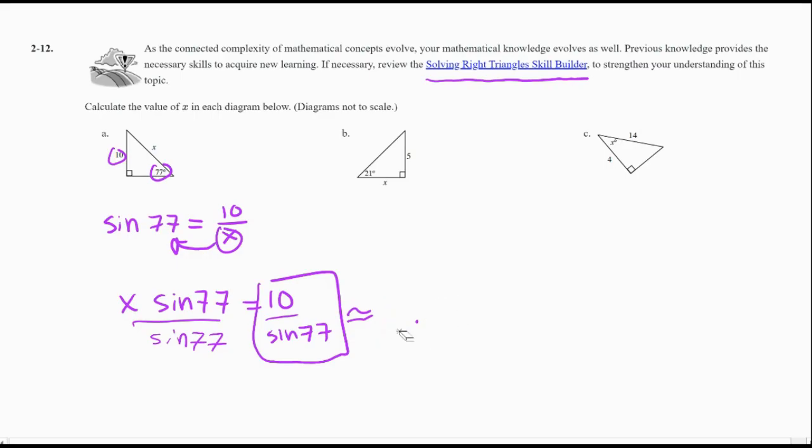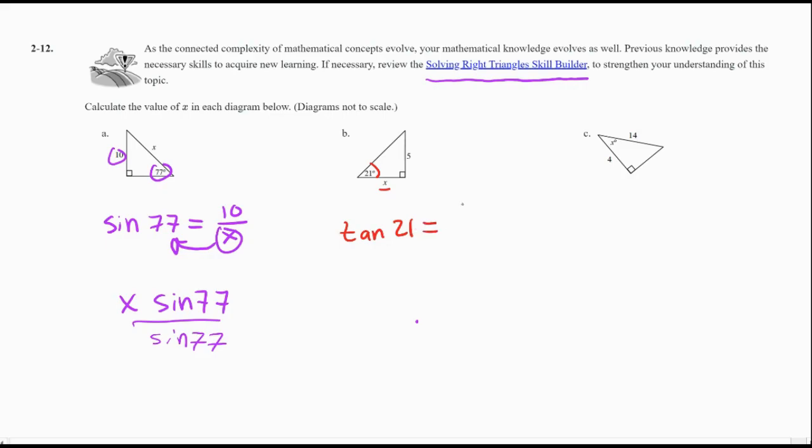Next up, we have the second triangle here where we are solving for x. We're given this angle here. We have the opposite side, which is 5, and then the adjacent side, which is x. If I have opposite and adjacent, I'm going to use the tangent of the angle equals opposite over adjacent. Now I'm going to do the same thing where I multiply both sides by x to get it out of the denominator. Divide both sides by tangent of 21.